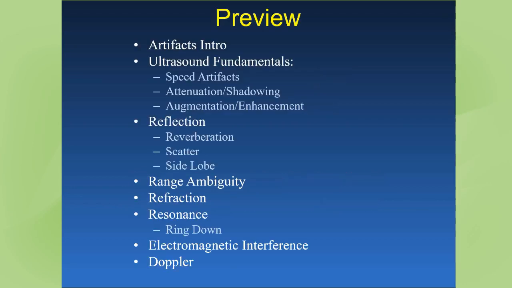Here's the overview for today. We'll talk about artifacts in general. And as you know, we see artifacts in every single echo study that we read and that we obtain. And in fact, we see artifacts in every single image. Now, we may not pay attention to them and we may overlook them, but today we're going to refocus on them and really see what they are, tweeze them apart, find out why they occur, and then talk and think about how to get rid of them.